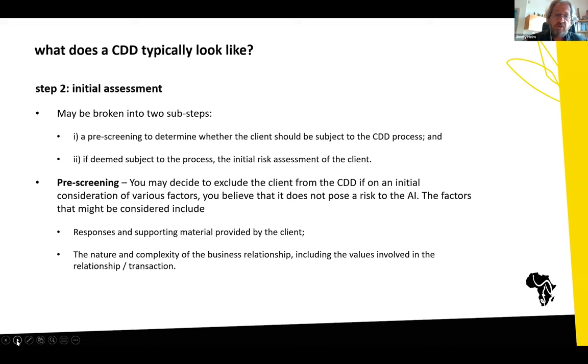Again, it's really important to document the process that was followed, including responses and supporting material provided by the client, and the assessment of the nature and complexity of the business relationship, including the values involved in that relationship and transaction. Because ultimately, if something goes wrong, the regulator is going to be asking you for the documents, and you need to be in a position to justify a decision or a transaction that took place up to 5 years ago, and in many cases up to 7 years ago. Next slide, please.